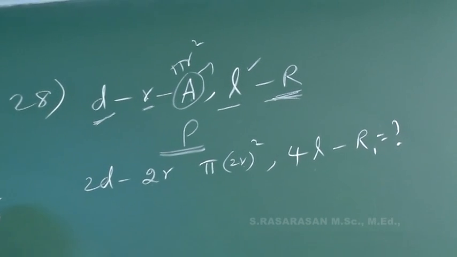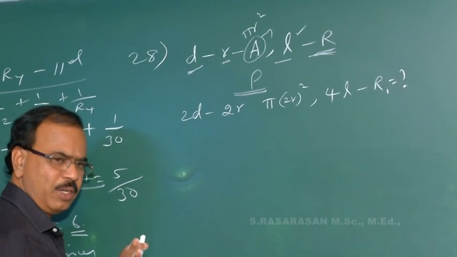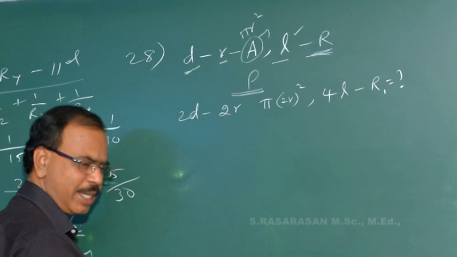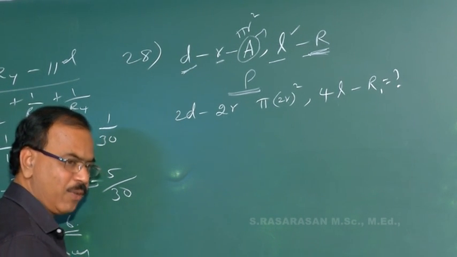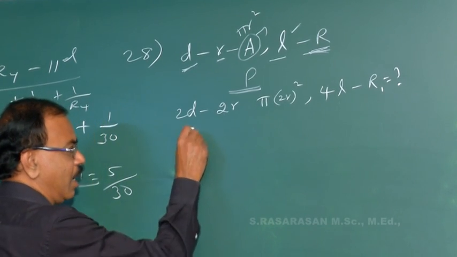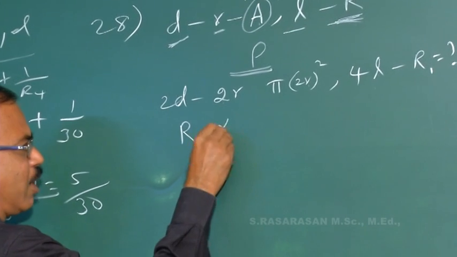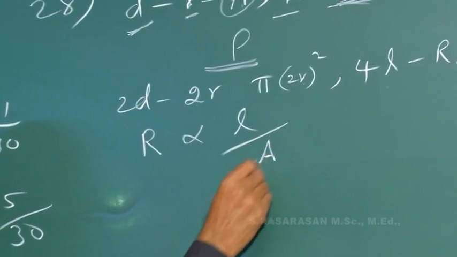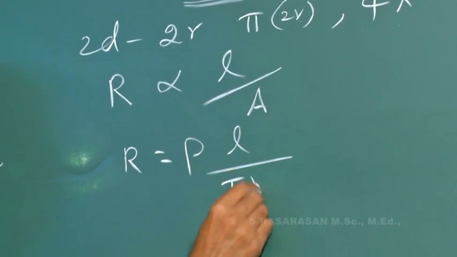So what is the relation between resistance, length and area? It's a well known formula. The resistance of a wire at a given temperature is directly proportional to length and inversely proportional to cross-sectional area. At a given temperature, R is proportional to L and inversely proportional to area. So R is equal to rho into L by pi r square.